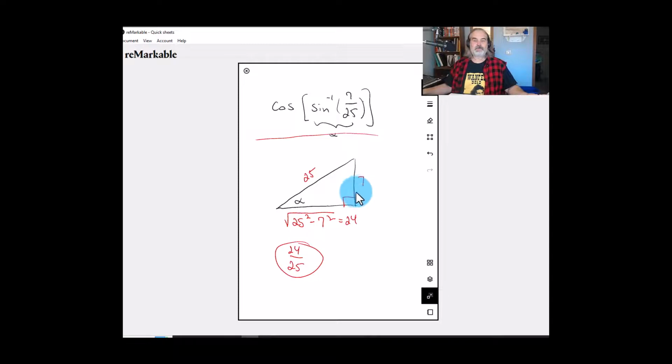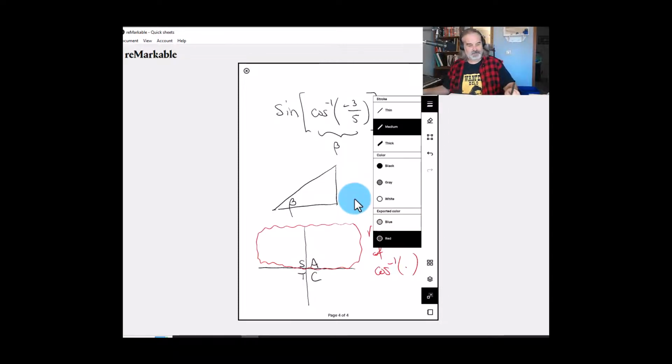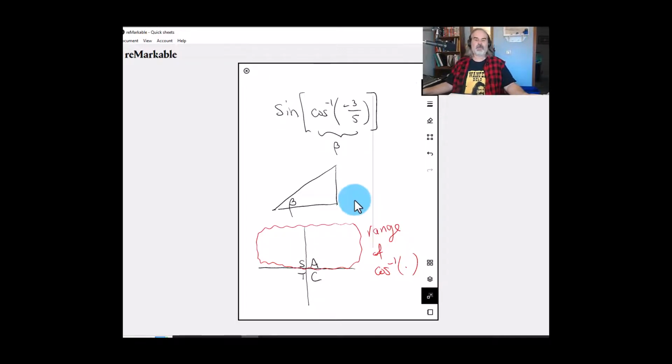Now the other one, switch pages, and let's use blue. I'm tired of looking at red. Looks like I'm grading something.